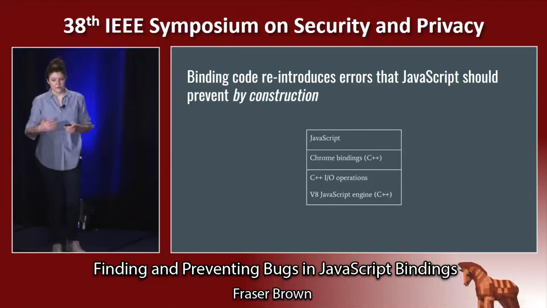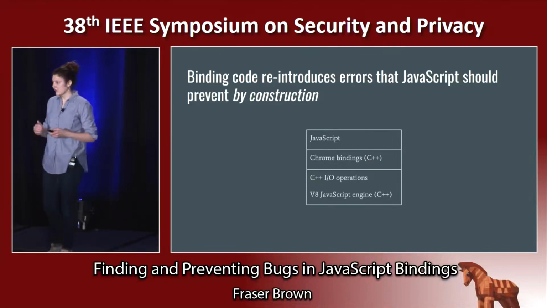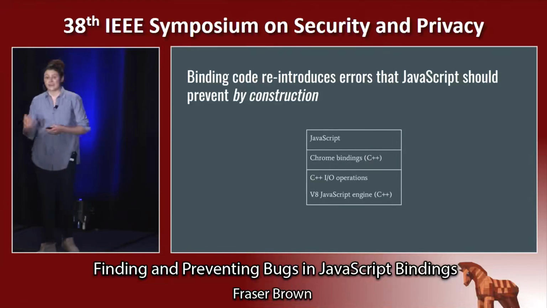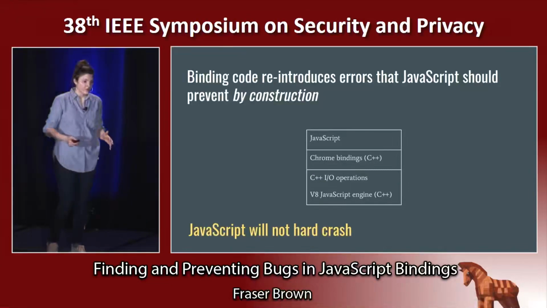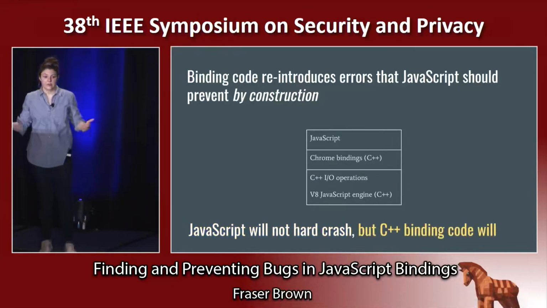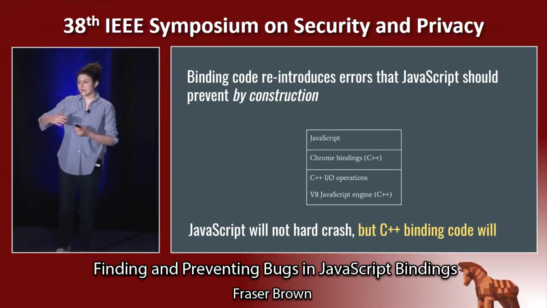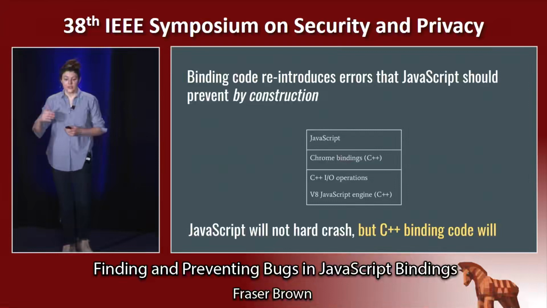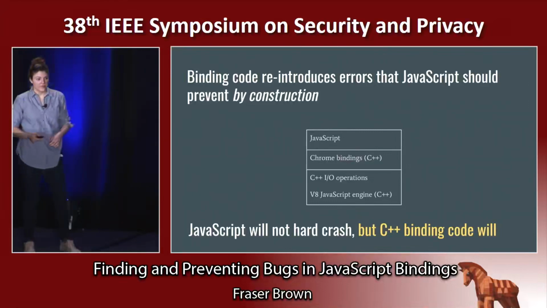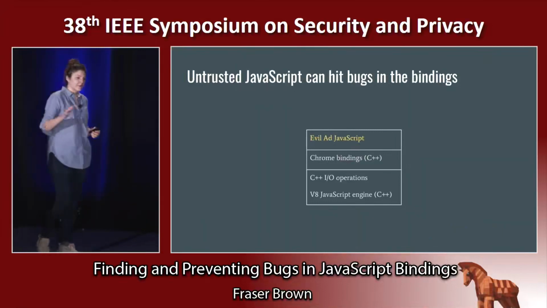So for example, JavaScript is a crash-safe language. All errors should manifest as catchable exceptions, right? So JavaScript will not hard crash. But of course, we know C++ is happy to hard crash all the time. So these C++ bindings can reintroduce hard crashes to the JavaScript language. And at a high level, this is how this is going to work.